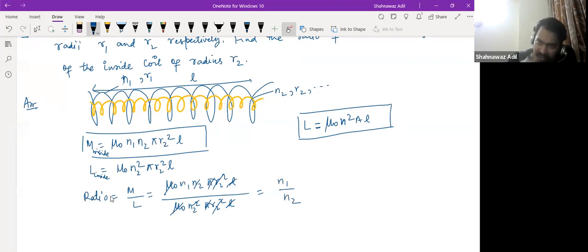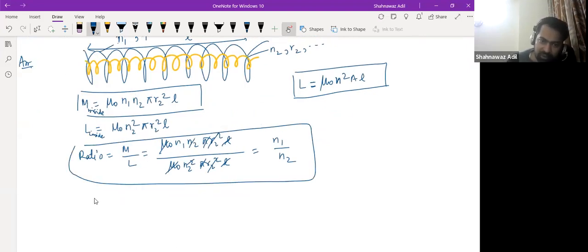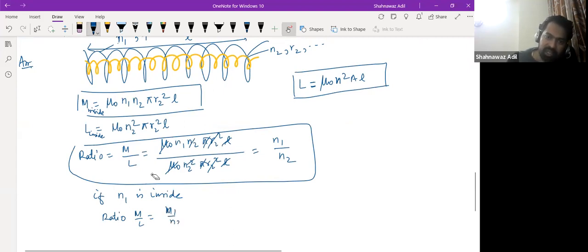So whatever it is, this would be this thing, and if N1 is inside, right? Then what would be the ratio? Then the ratio would be N1 by N, N2 by N, right?